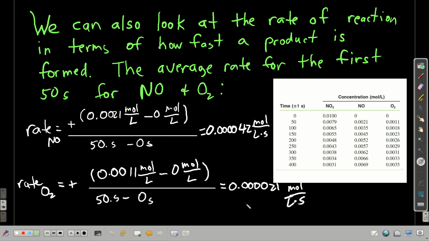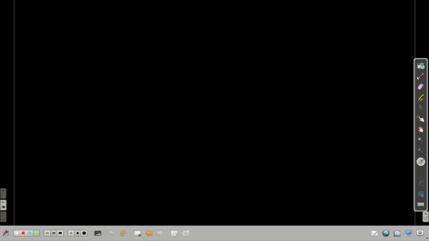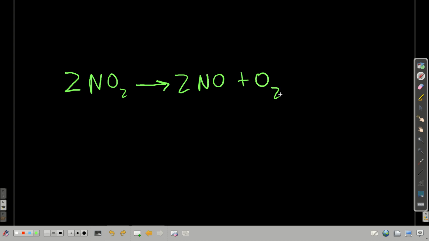And we can see why that is. If we look at the original equation, it was just this. I'm just looking at the stoichiometry here. For every 2 molecules of nitrogen dioxide that decompose, we get 2 molecules of nitrogen monoxide that appear. So the rate of disappearance of nitrogen dioxide should be the same as the rate of appearance of nitrogen monoxide.